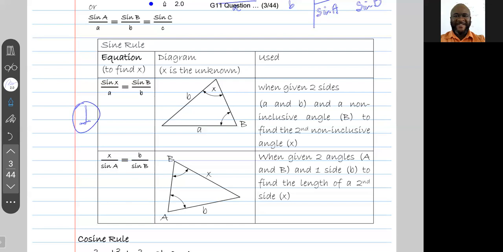A second condition for using the sine rule is this. When I'm given two angles and one side, to find the length of a second side, that is a condition for using the sine rule. When I'm given two angles, A and B, and one side, the side b, to find the length of a second side, that is a condition for using the sine rule.